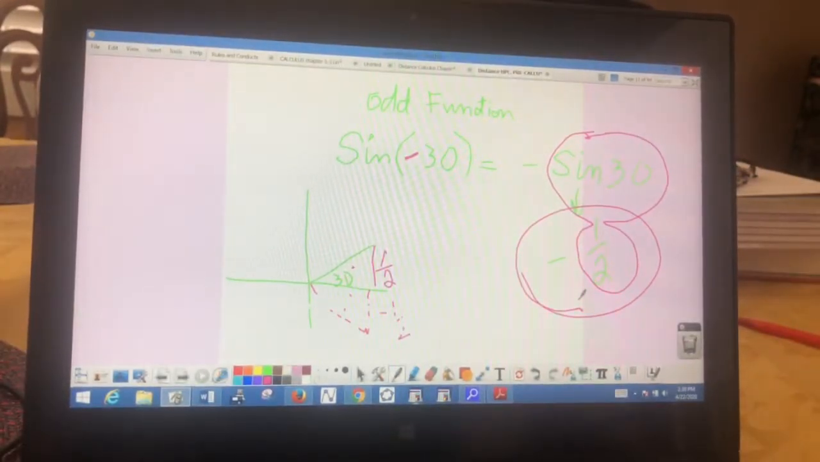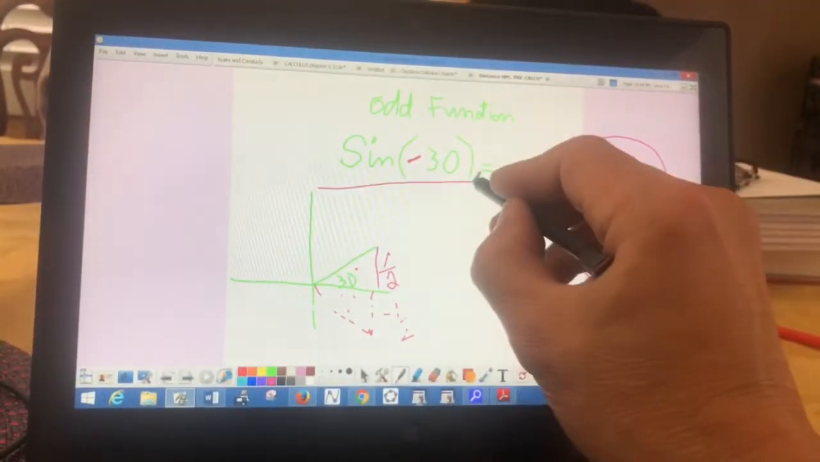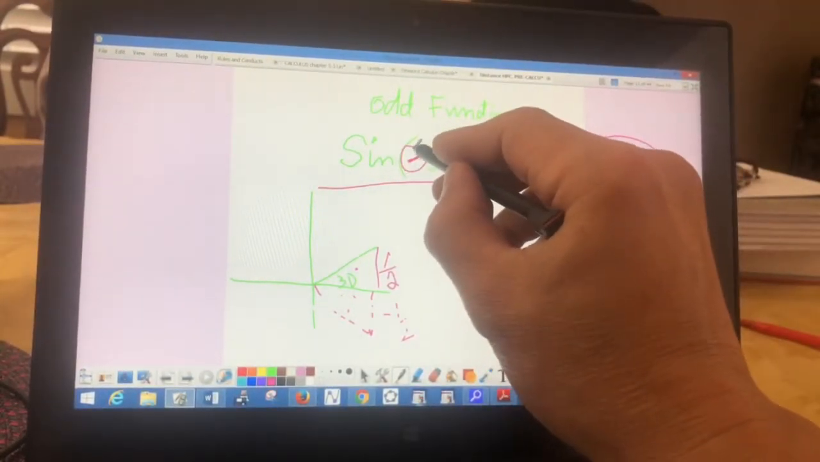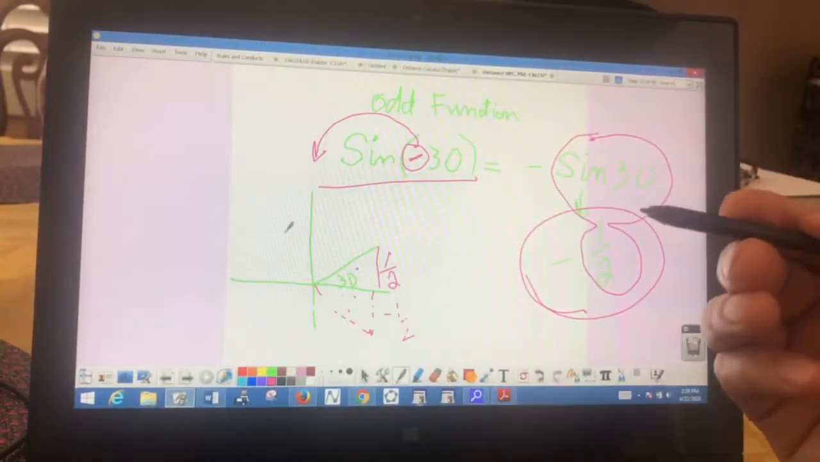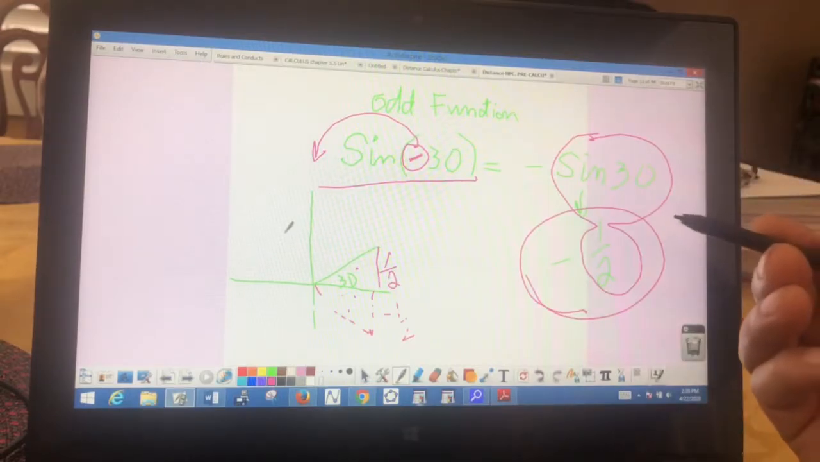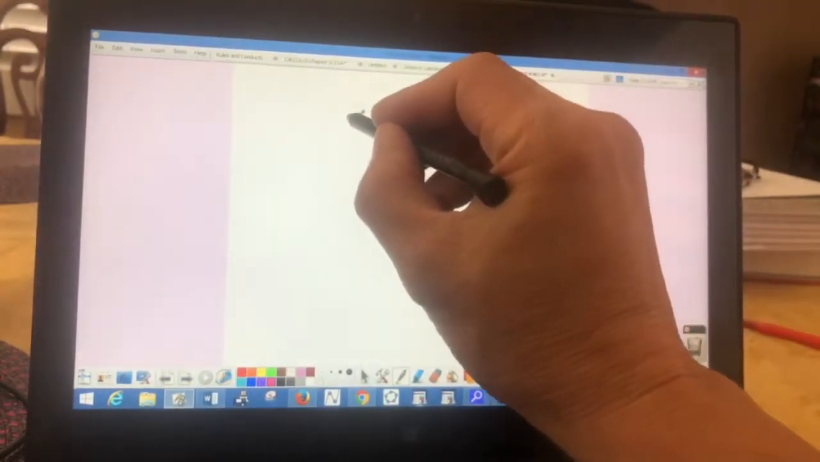Now, does that really matter? Yes, okay? Because in this problem here, if you see something like this, you would have to move this outside so that it becomes a minus sine term, not a sine of a negative angle term. All right? Try another one.